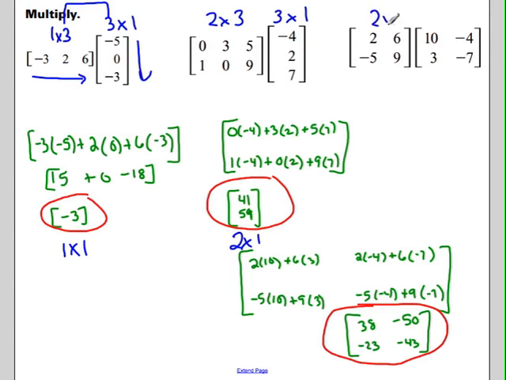Lastly, we have a 2 by 2 times a 2 by 2. This is a square matrix times a square matrix, which will result in the same size square matrix. These are a little bit more complicated because it's hard to keep track of what's going on.